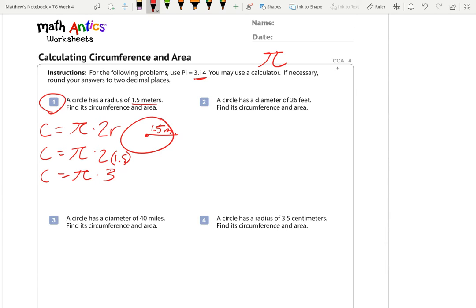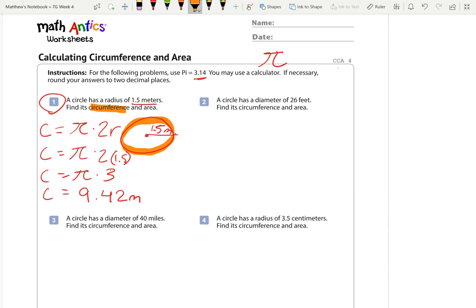And so that's going to be 3.14 multiplied by 3. And let's see, when I do that on my calculator, 3.14 times 3, that gives me 9.42. And I need my label here of meters. And since this is circumference, we're just looking at the distance around the shape, right? Circumference means we're going all the way around. So we're not worried about what's on the inside. Therefore, it's just going to be meters.